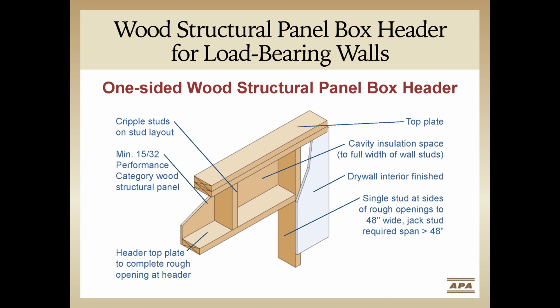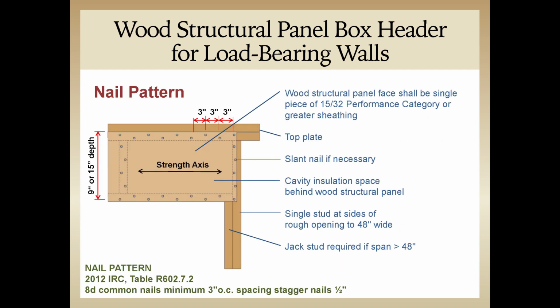Panel box headers are another great option for headers, which provide full depth cavity insulation. With wood structural panel wall sheathing on the exterior of the wall, proper nailing to the framing members can create a box header. This one-sided wood structural panel box header can be a great choice for single windows or all openings up to 60 inches wide.